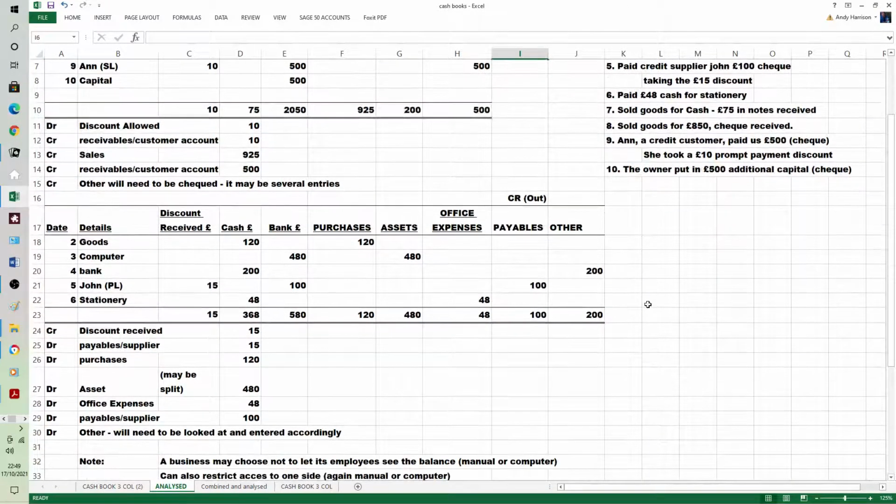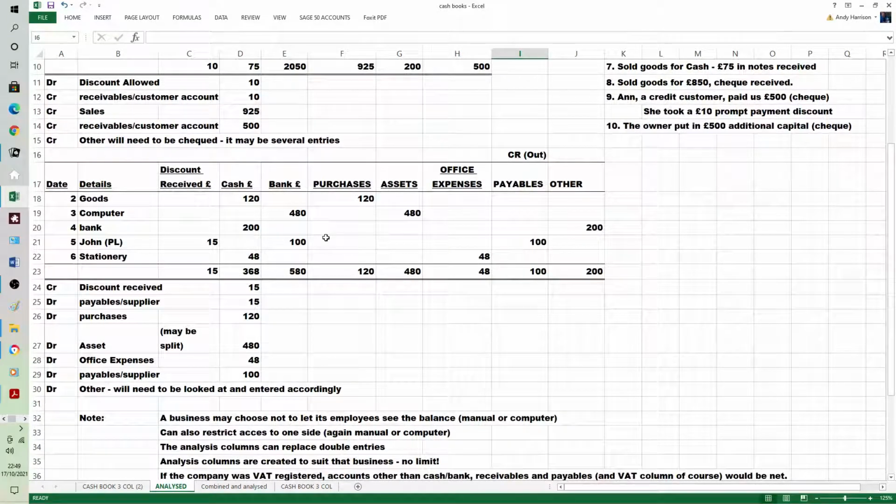Credit side, so these are our payments. We've bought some purchases, we bought the computer again, and the stationery, paid John, and then the money going out to the bank. So this is a credit side, so most of the entries are debit, with the exception of the discount, because this is a memorandum only account.